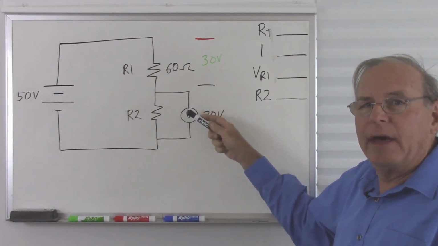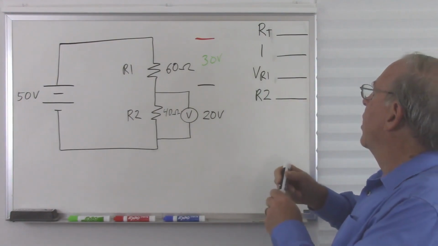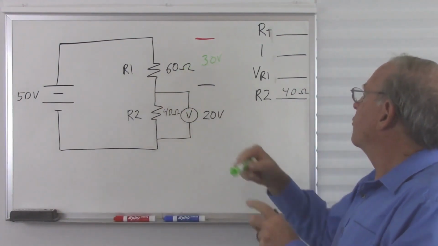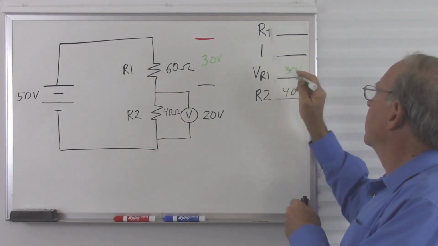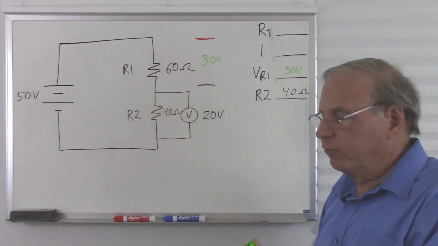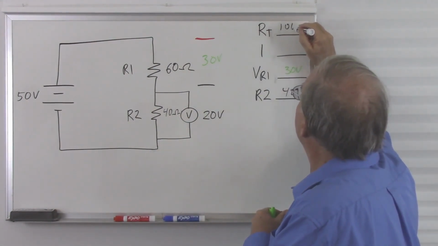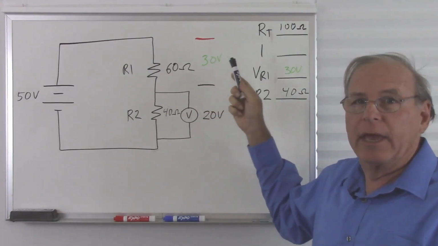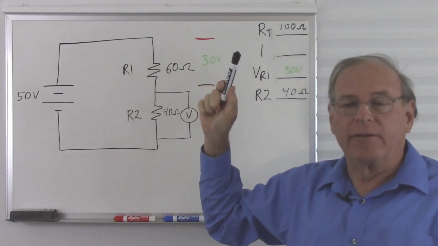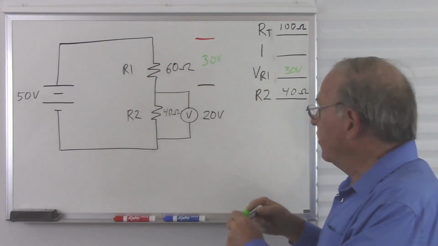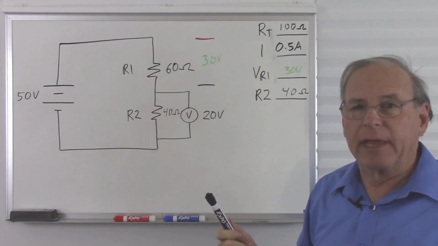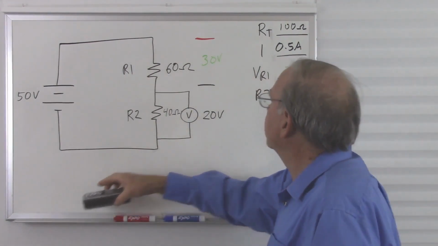So what resistor would fit here? That would be 40 ohms. So we will transfer that over here. And we also have the voltage across R1, which is 30 volts. And of course, the total resistance now would be 60 ohms plus 40 ohms, which would be 100 ohms. And now we can calculate the current through the circuit, which will be 50 divided by 100, or 0.5 amps. So half an amp is how many milliamps? That would be 500 milliamps.